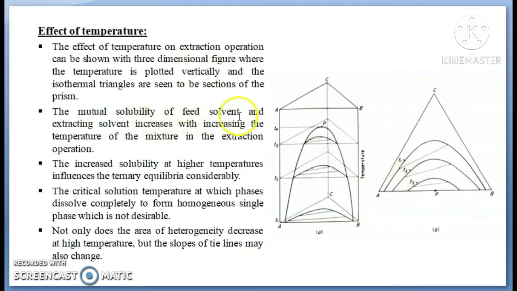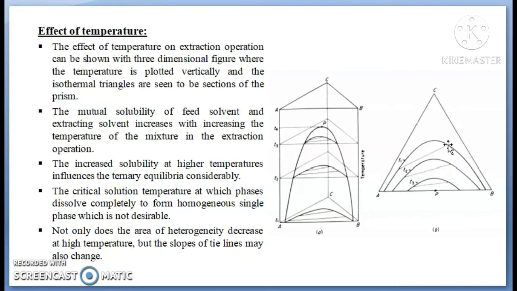The mutual solubility of the feed solvent and the extracting solvent increases with increase in the temperature of the mixture in the extraction operation. If we have, say, the temperature T1, this binodal solubility curve looks like this. But if we increase the temperature from T1 to T2 and T2 to T3, the binodal solubility curve gets reduced, and the area of the homogeneous phase increases. The mutual solubility between the solvents increases.